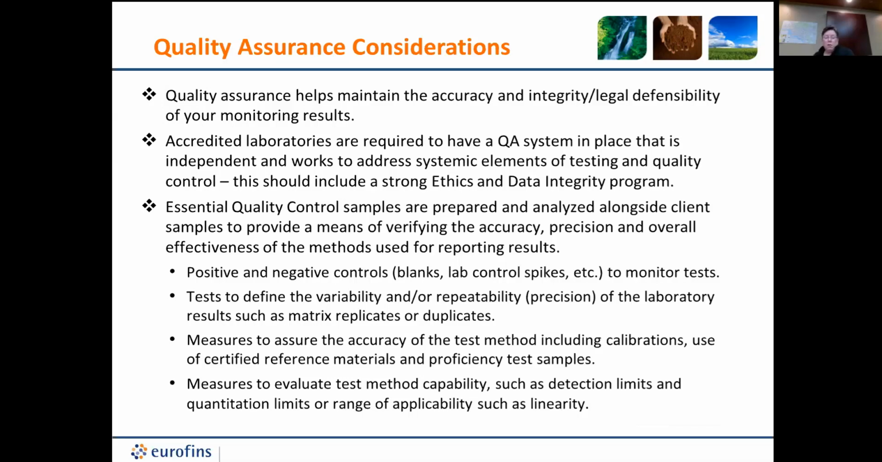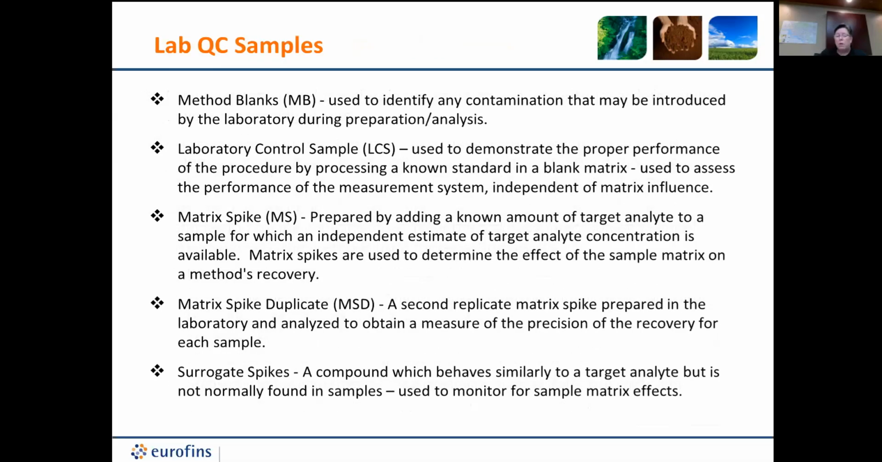What is a question is it showing up on your report? Do you see a method blank? Do you see what we call a lab control sample? Do you see matrix spike data? This type of QC sample tells you something. Method blanks, they tell you if there's contamination introduced by the lab. If the method blank is clean, that means the process that your sample went through is clean and we're not contributing anything to your data.